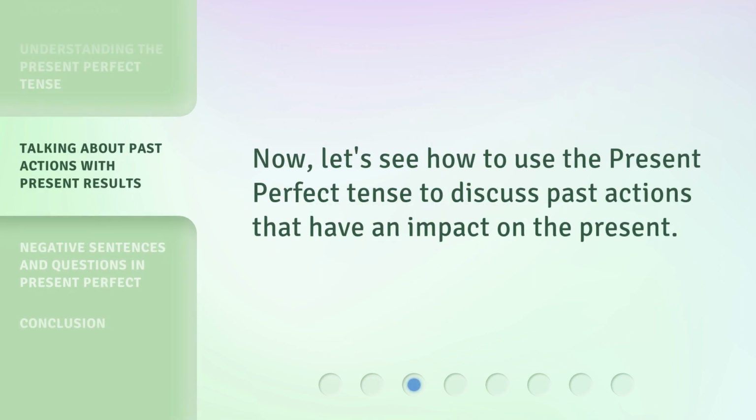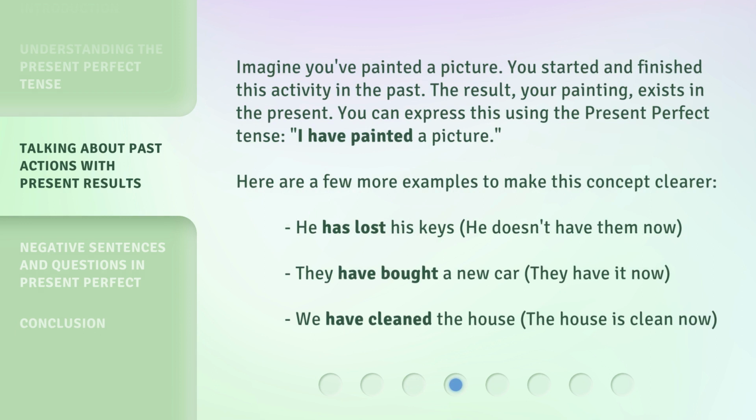Now, let's see how to use the present perfect tense to discuss past actions that have an impact on the present. Imagine you've painted a picture. You started and finished this activity in the past. The result, your painting, exists in the present. You can express this using the present perfect tense. I have painted a picture.